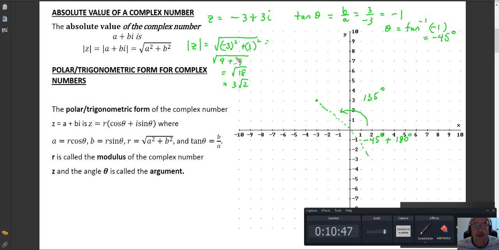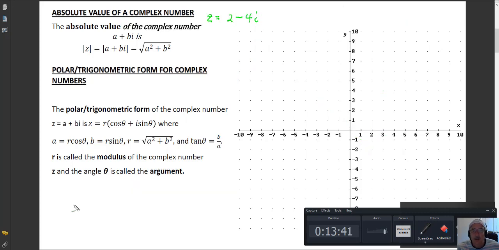So now we've got everything we need to write this in the new form. So we're going to say the standard rectangular form is going to equal 3 times the square root of 2 times the cosine of 135 degrees plus i times the sine of 135 degrees. And again, you could check this by distributing and you would get these numbers over here or very close to them.